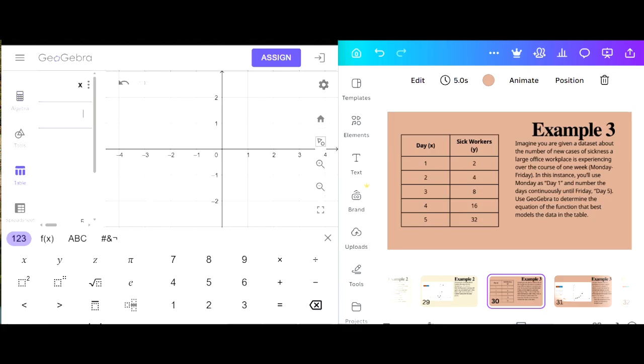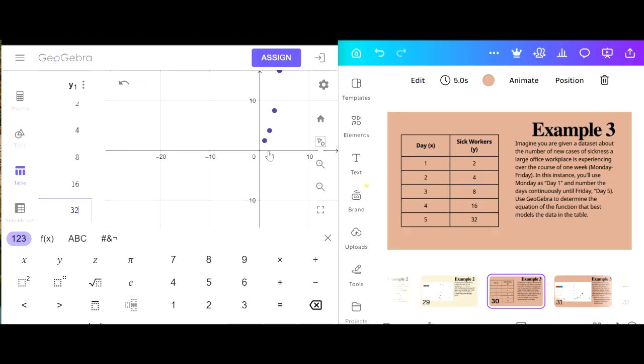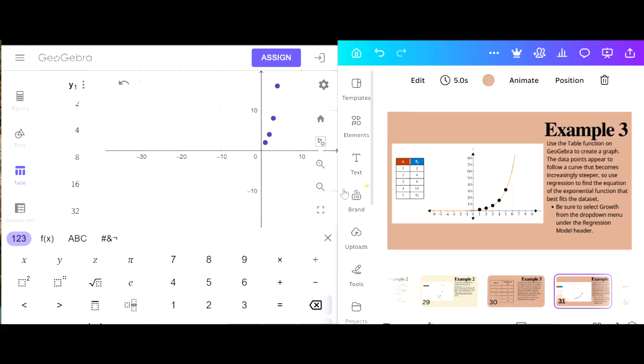So first we'll go table. Our x values are 1, 2, 3, 4, and 5. Oops, not 55. We'll come over here to our next column, and we've got 2, 4, 8, 16, and 32. Okay, it's going to automatically plot this for us, and if you look, you can see we've got a curve to this line. So this is going to be an exponential formula.